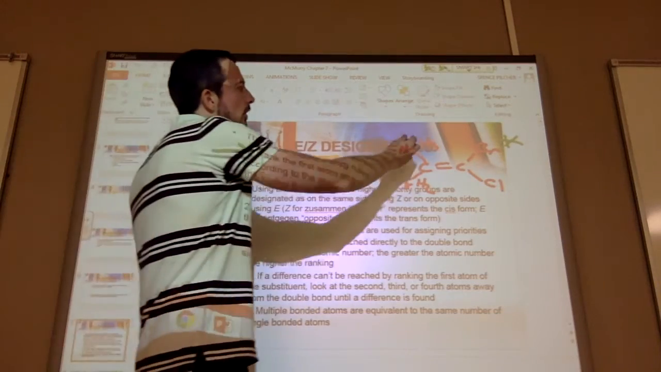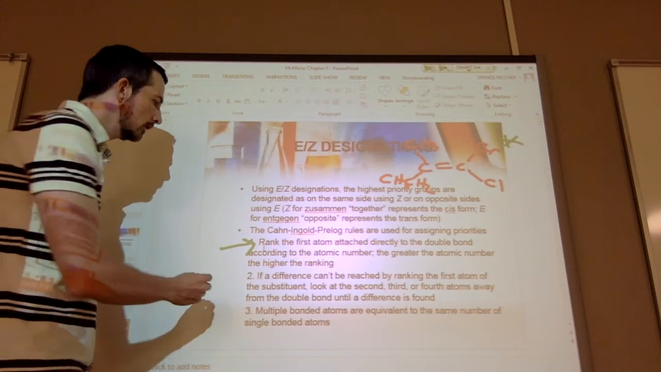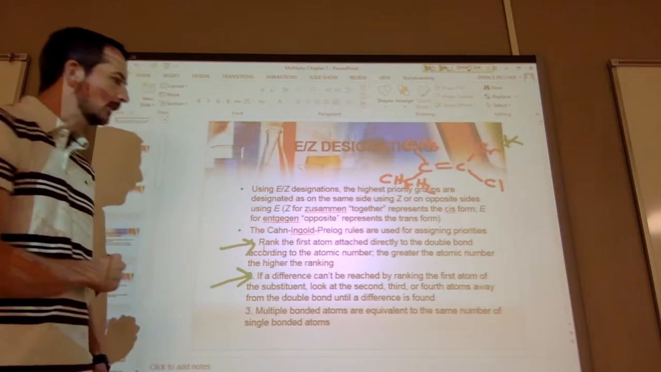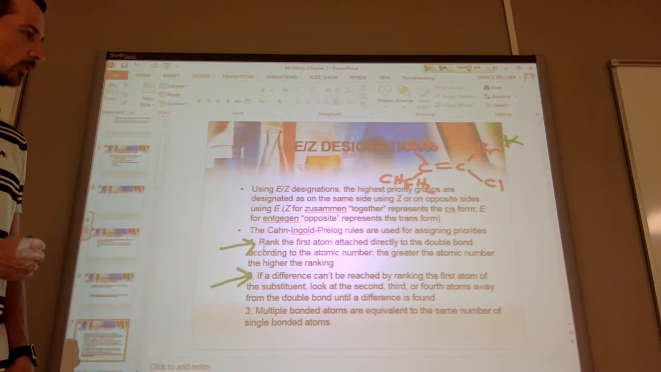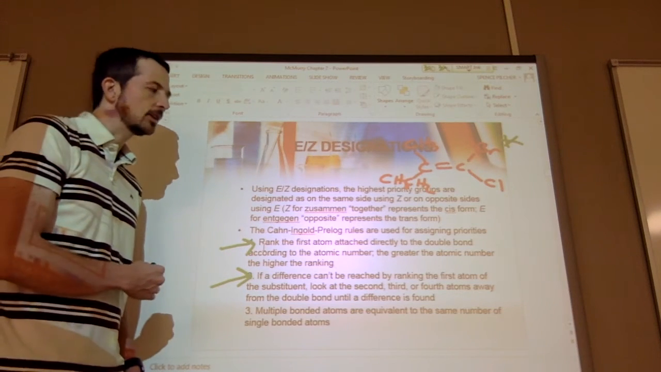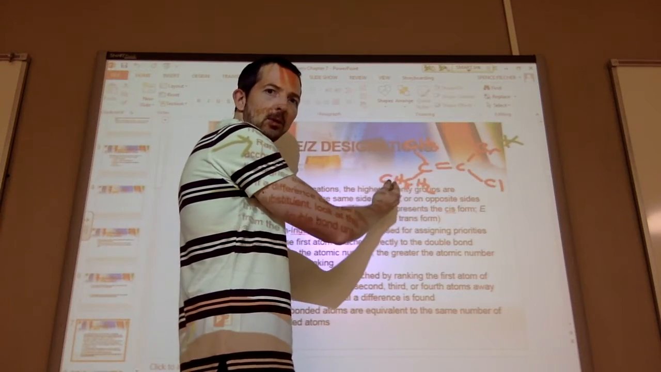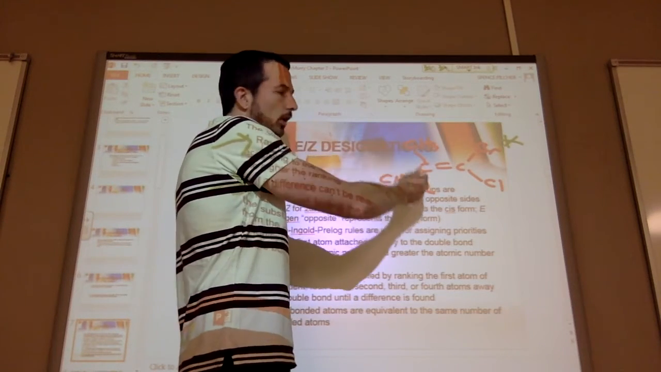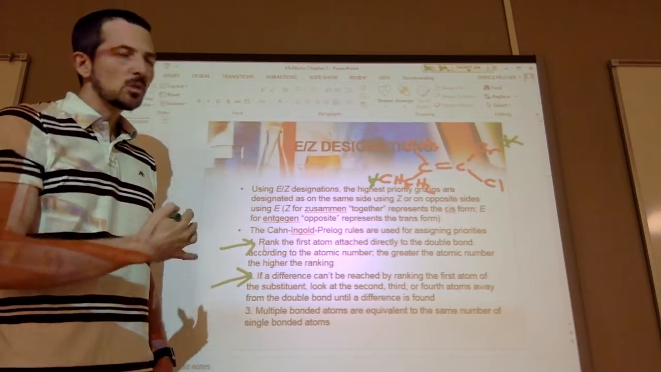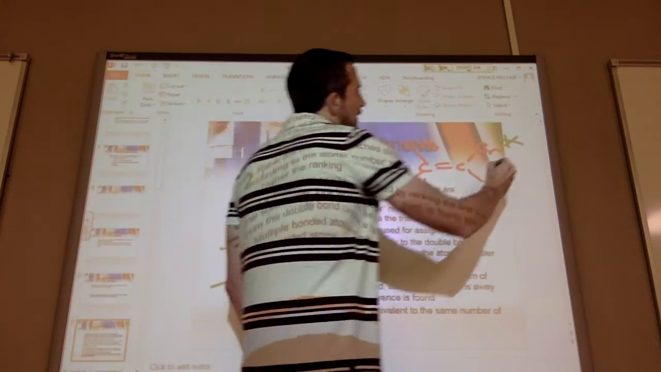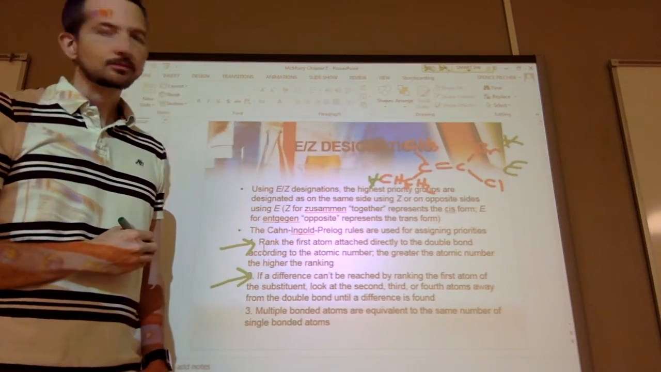On the other side, carbon, carbon. Okay, so they're the same. If a difference can't be reached by ranking the first atom of the substituent, look at the second, third, and fourth atoms away from the double bond until a difference is found. In this case, I look at the second atom, another carbon, and there are no other carbons here. So that would be your highest priority. They're on opposite sides, so that would be an E configuration.